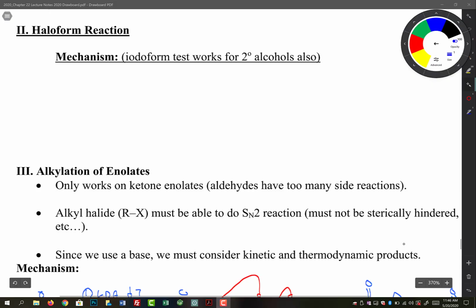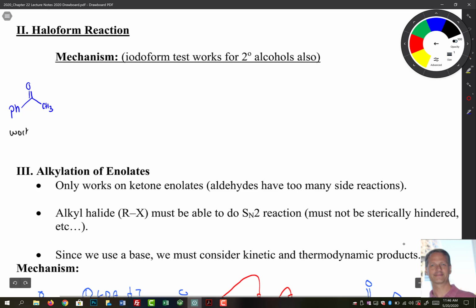I guess this next reaction is called the haloform reaction. It works best for methyl ketones. So let's look at an example here. Let's take benzene and put a CH3 on one end, just like so. So again, just make a little note down here.